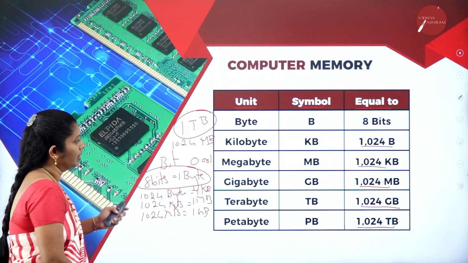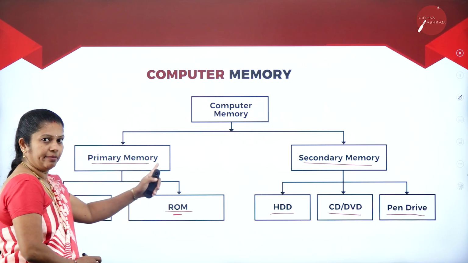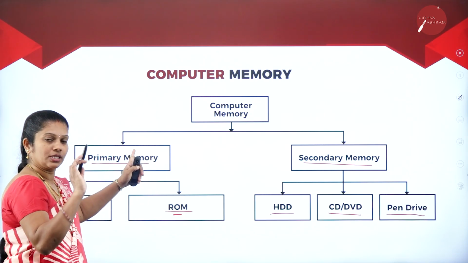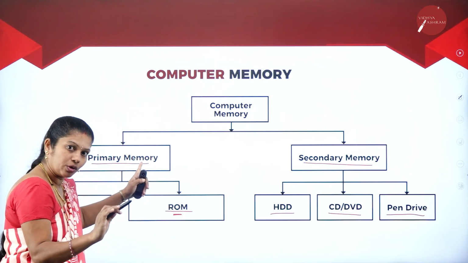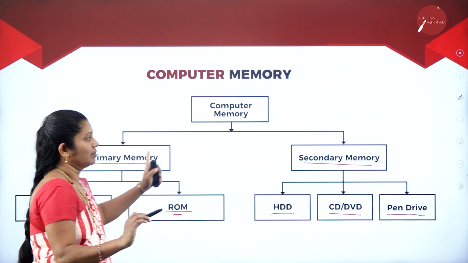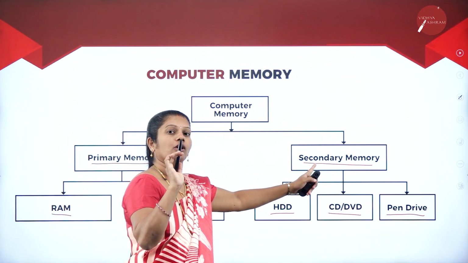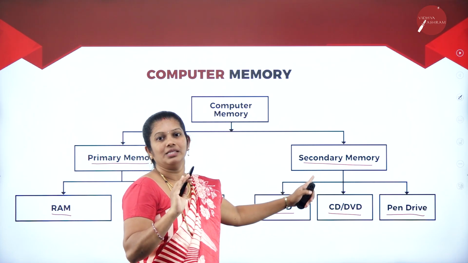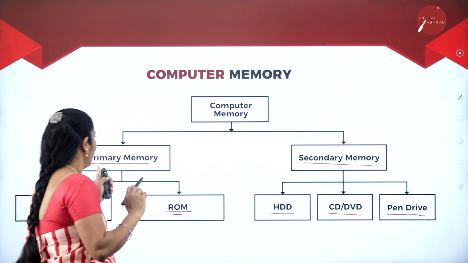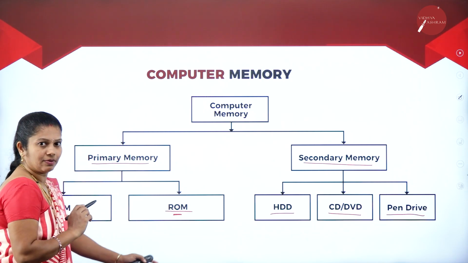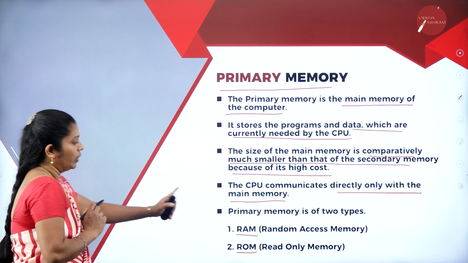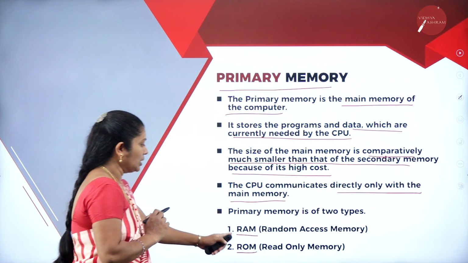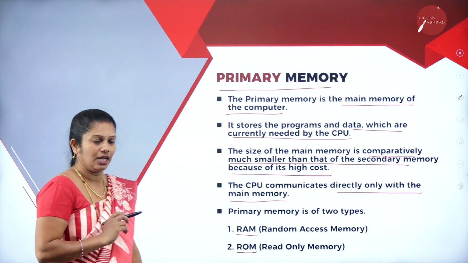Once again, if you observe this diagram, primary memory: recent data, cost is more, speed is more, capacity wise it is less. Secondary memory: cost is less, storage capacity is more, but speed wise it is very slow. Here, primary memory, RAM as well as ROM. Once again, primary memory is classified into RAM as well as ROM.